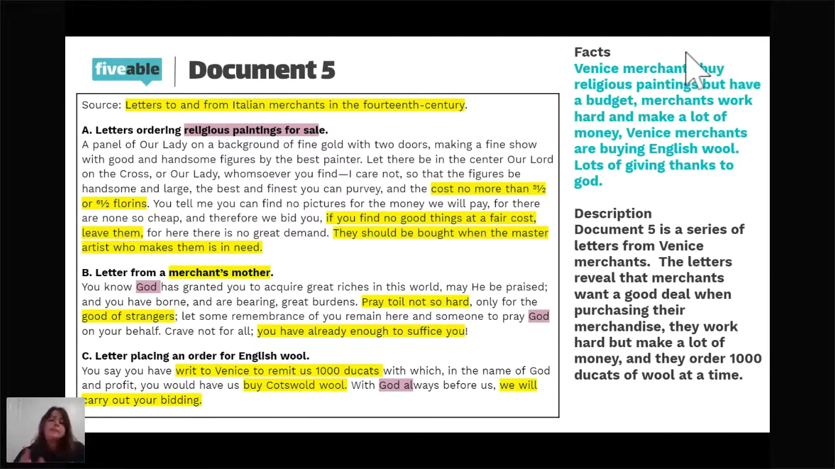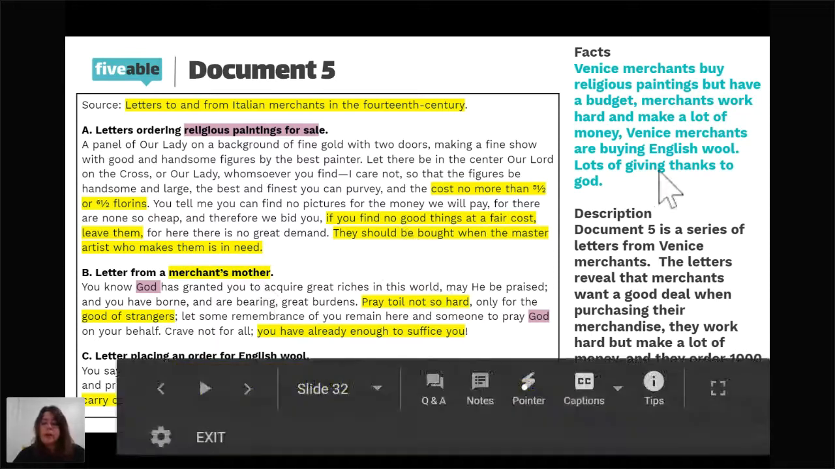So my facts, let's start with the facts. Venice merchants buy religious paintings, but have a budget. Merchants work hard, make a lot of money. Yeah, I kind of didn't like the mom's letter.